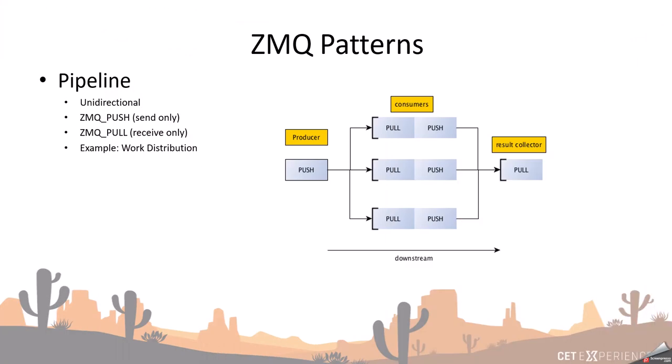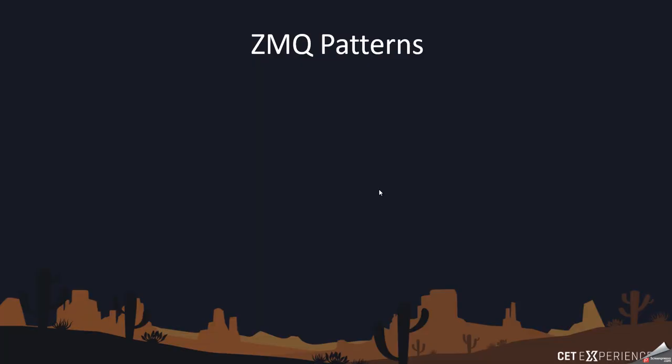Okay, we have one more pattern left to look at. And this is called exclusive pair. And it's called that because we just have one client and one server connecting to each other.